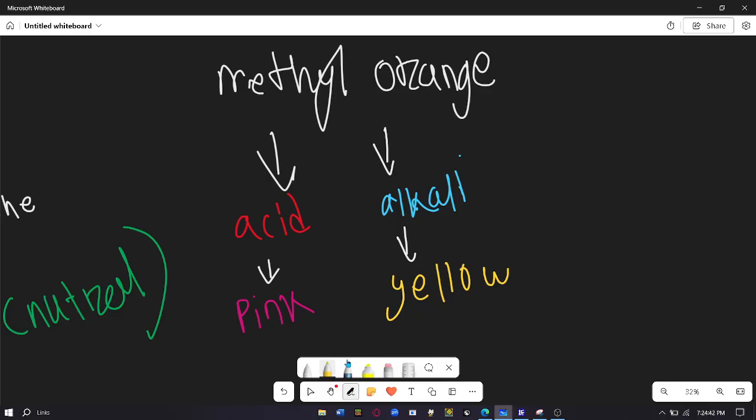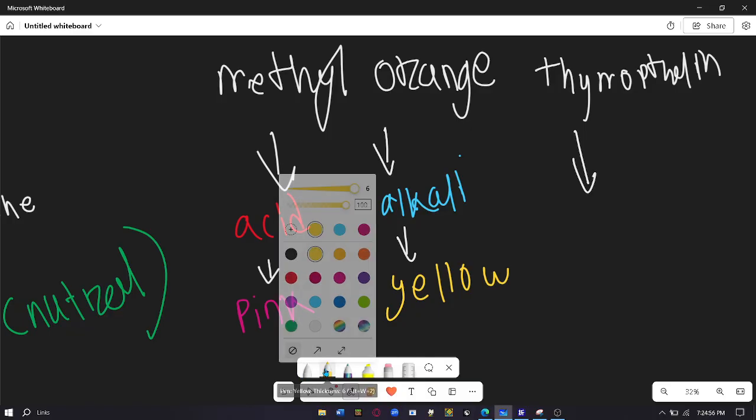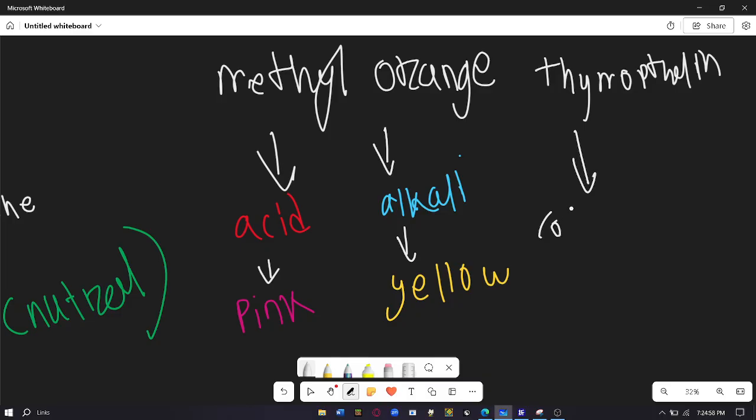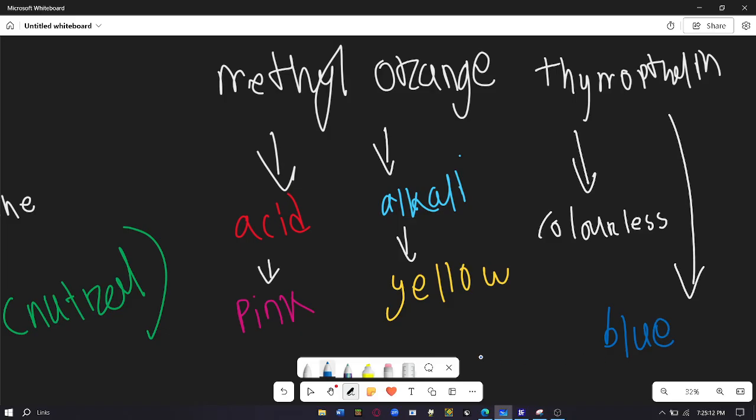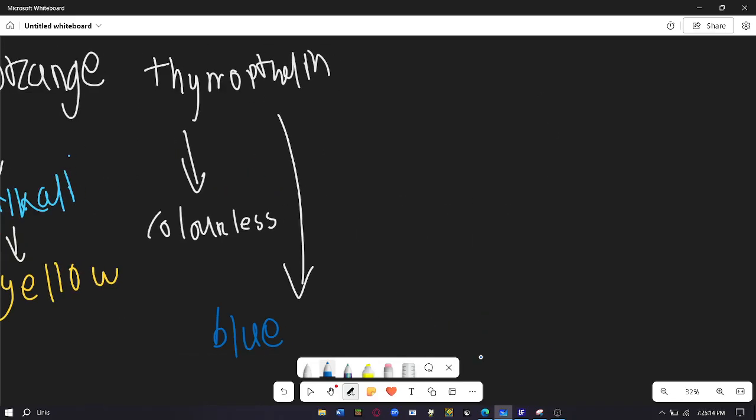Right? A few other ones you want to keep in mind. Another one is called thymophthalein. I might be wrong. Thymophthalein, which basically in an acid is no color, so it's colorless. And in an alkali, it is blue. Right, that's all for the more important ones of universal indicators. There's no real need for the other ones.